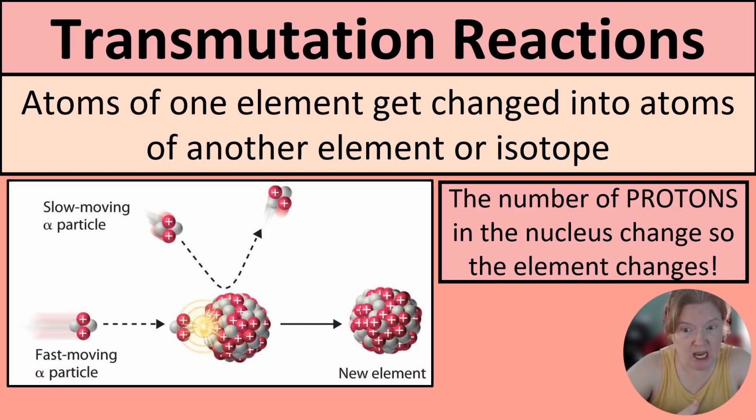So a mutation is a change, right? That word should sound familiar. Trans means to change into something else. So in a transmutation, one element changes into a different element or a different isotope. And typically that means the number of protons changes, so the element changes. So we get a new element.